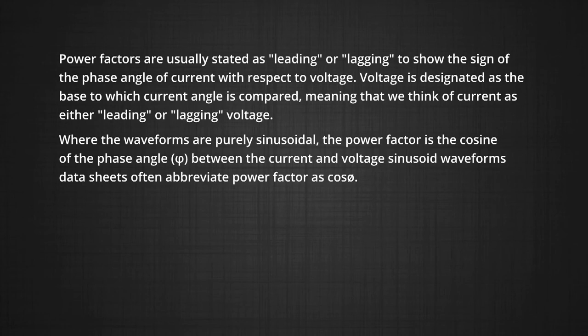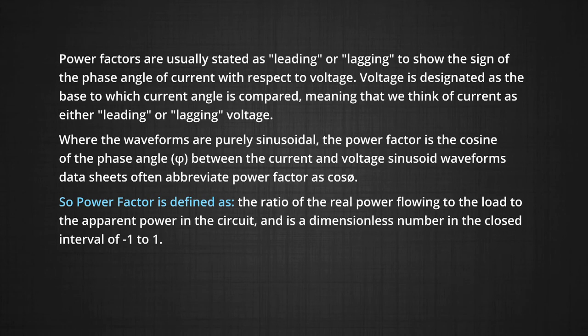Where the waveforms are purely sinusoidal, the power factor is the cosine of the phase angle phi between current and voltage, that is the sine wave or sinusoidal waveform. The data sheet often abbreviates power factor as cos phi. So, power factor is defined as the ratio of the real power flowing to the load to the apparent power in the circuit and is a dimensionless number in the closed interval from -1 to +1.